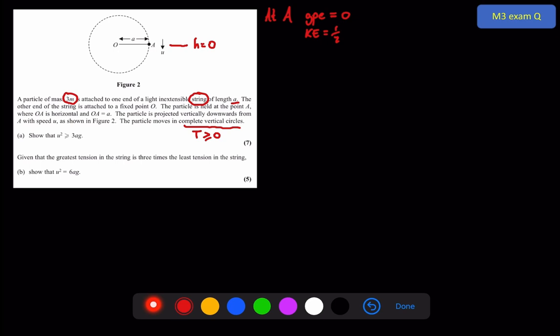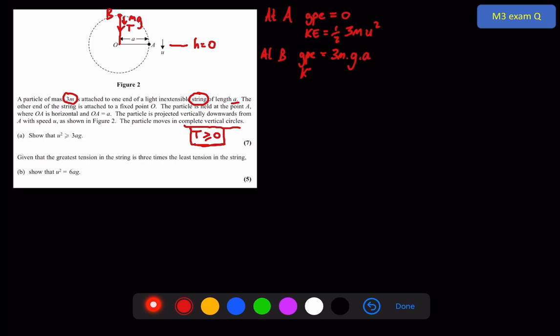Now I'm going to have to be careful here. This is 3m times v squared, and it's a u squared. Showing that u squared is greater than or equal to this requires me to start with this inequality here at the top of the circle here. So I'm going to call this B, and tension is still this direction, but so is the weight. So at B, gravitational potential energy is not 0. That's mass 3m times g times the height, which is 1 length of the string, a.